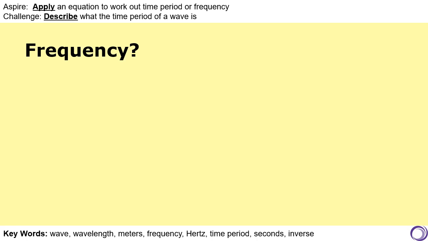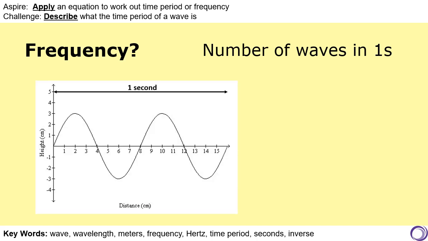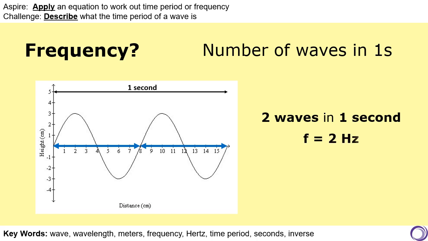Okay, so we're going to just focus on frequency for a few minutes, just to remind ourselves what we learnt last lesson and how to work out frequency. So frequency is the number of waves in 1 second, and the unit for frequency is Hertz. So in our starter, we had this diagram, and we saw that there were two wavelengths in 1 second. Okay, so we have two waves in 1 second. That means that our frequency must be 2 Hertz.